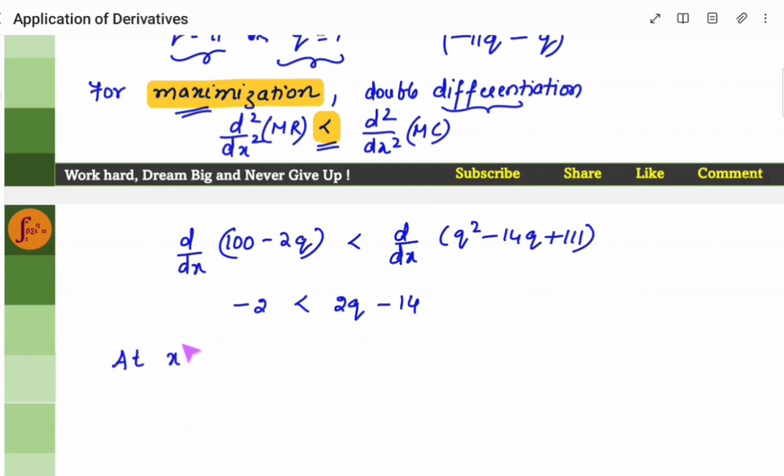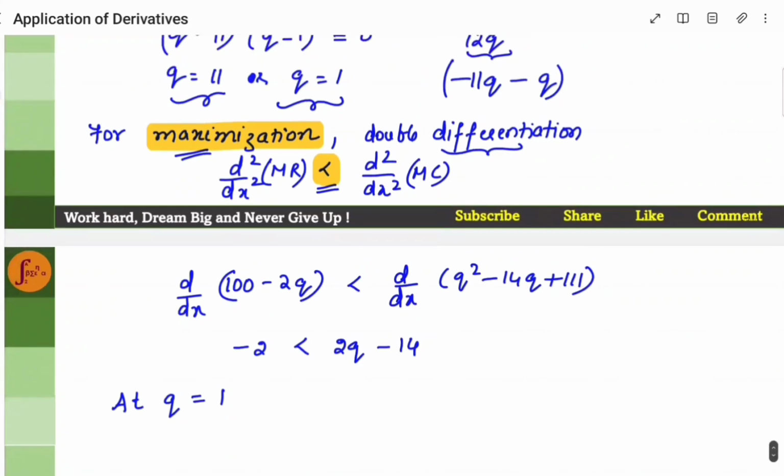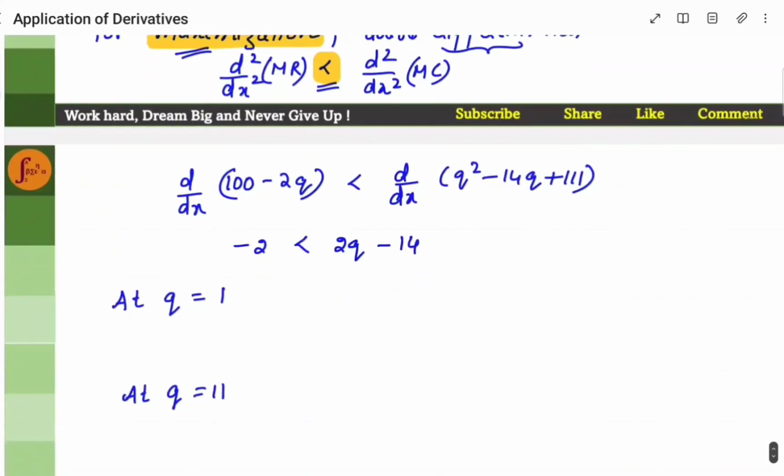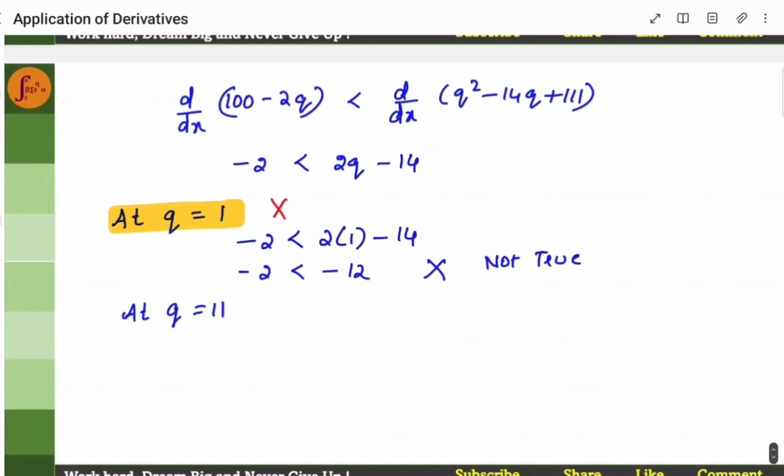Now what we'll do is first take two values of Q. We got two values of Q here, at Q is equal to 1 and at Q is equal to 11. At Q is equal to 1, we'll substitute: minus 2 less than 2 into 1 minus 14, which is 2 minus 14, that is minus 12. Is minus 2 less than minus 12? No, this is wrong. Not true. So Q is equal to 1 is wrong.